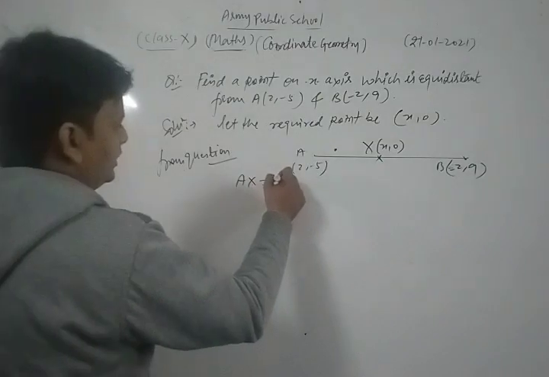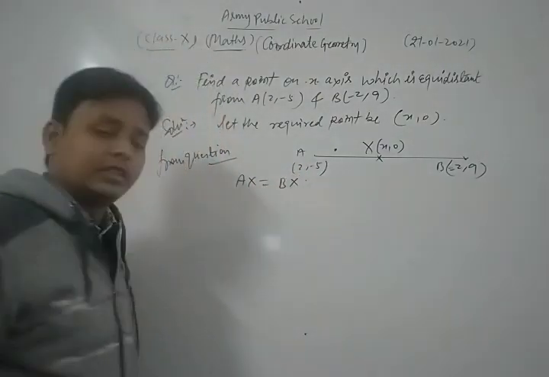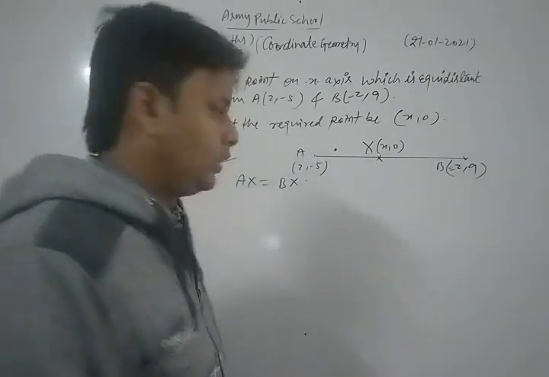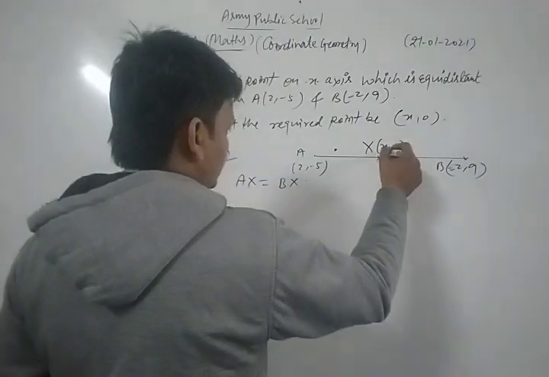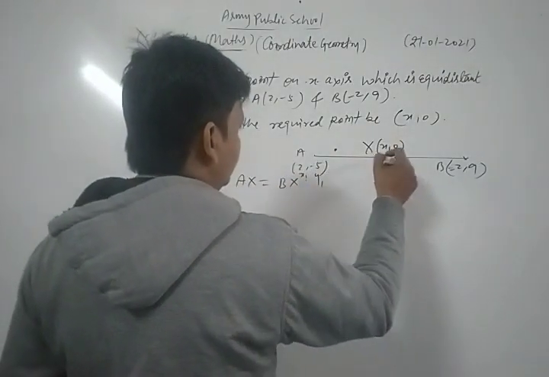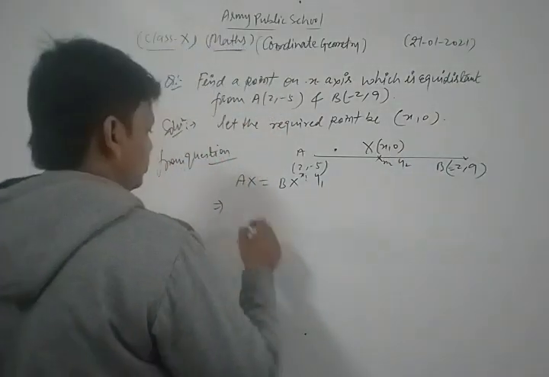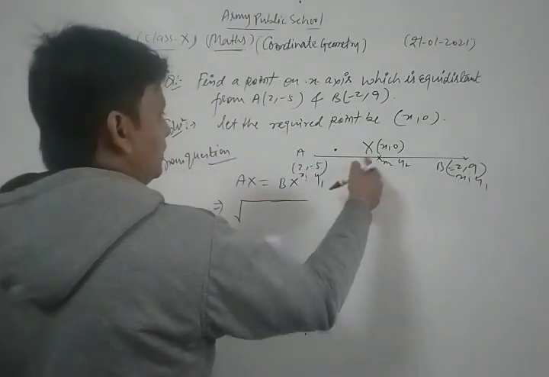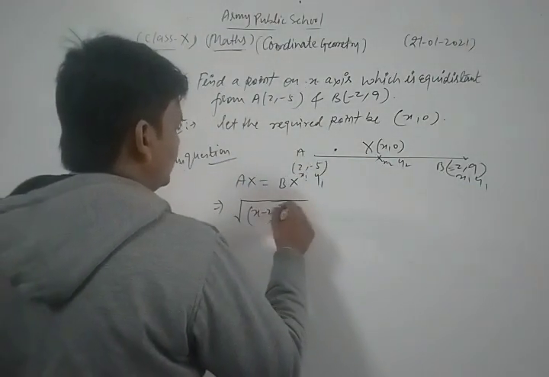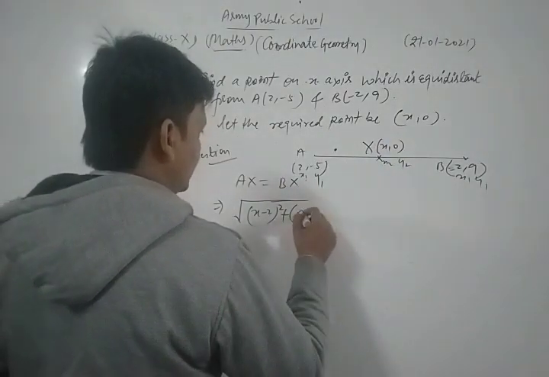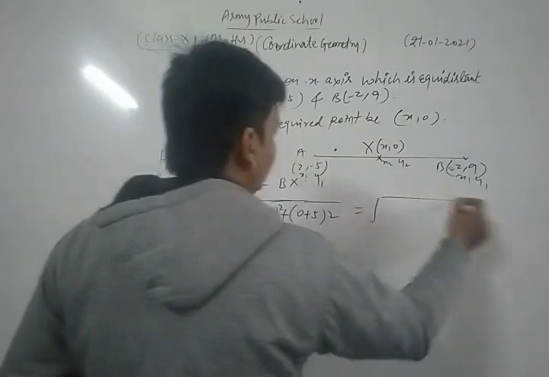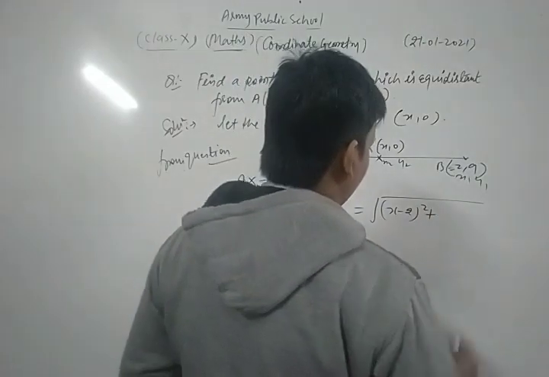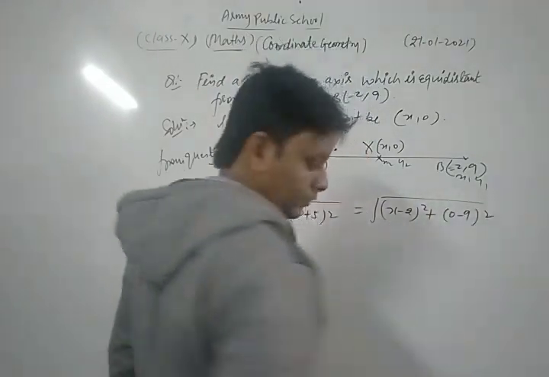distance AX is equal to distance BX. Now we apply the distance formula. Suppose these are x1, y1, x2, y2. Now x2 minus x1 means (x minus 2) whole square plus y2 minus y1, that is (0 plus 5) whole square. Same here we apply x2 minus x1, that is (x plus 2) whole square plus y2 minus y1, this is (0 minus 9) whole square.